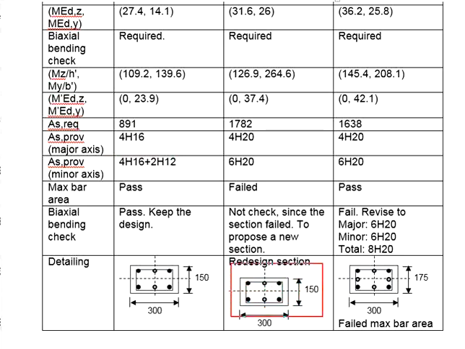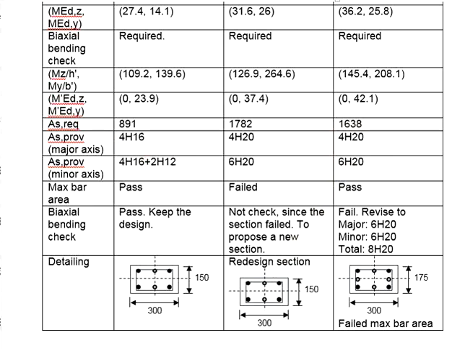Same principles go to the slender and braced column. You are providing 6 units of H20 steel bar. 2 of them are not functional in the major axis. That's why effectively you have 4H20. Same concept goes to the unbraced slender column.